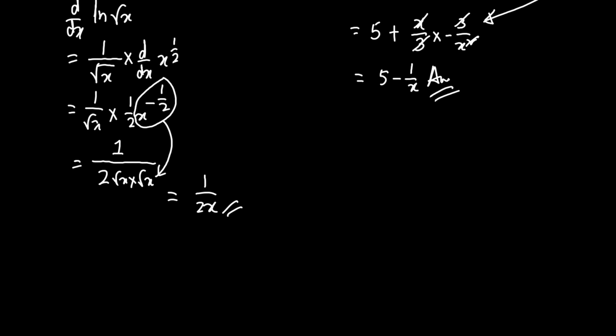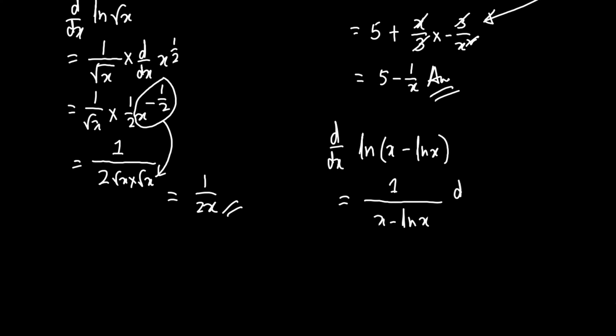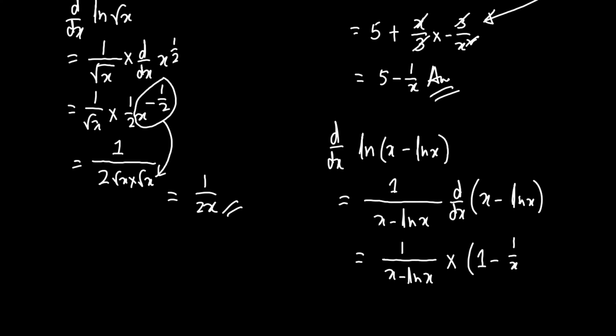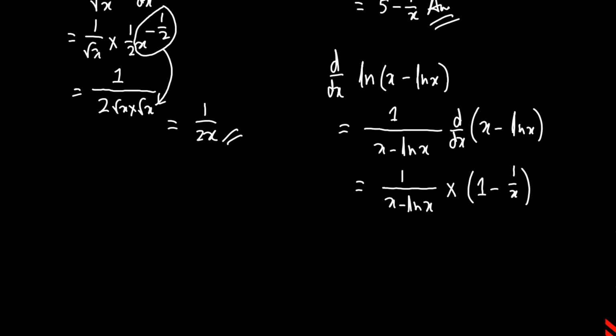I prepared one more question, which is ln of, say, x minus ln of x. How to differentiate ln, then inside the bracket that one. So according to the rule of logarithm, we can write it 1 by x minus ln x. Very simple. The next part we needed to multiply it inside the bracket, which is x minus ln x. So we got from here 1 by x minus ln x, and inside the bracket we got 1 minus 1 by x. So we can simplify it.